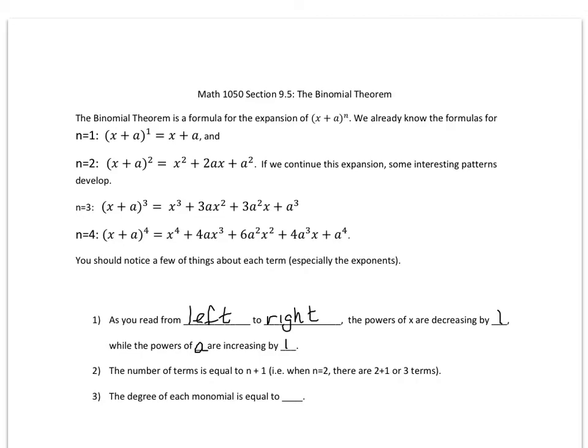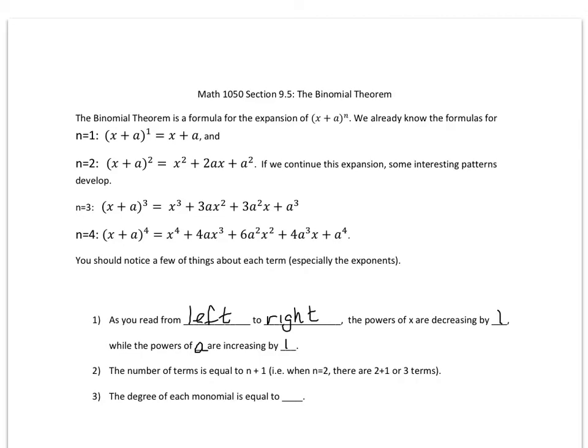But if a were, let's make a 3, and we were on that last one, and n equals 4. So the first one would just be x to the fourth. The second one would be 4 times 3 times x cubed. Then it would be 6 times 3 squared, because we said a was 3, right? So 6 times 3 squared times x squared. Then it would be 4 times 3 cubed times x, and then it would be 3 to the fourth. Okay, that's what your expansion would look like there, okay?